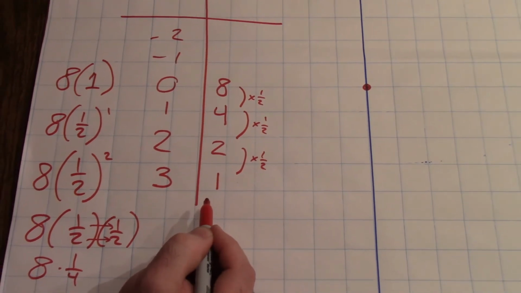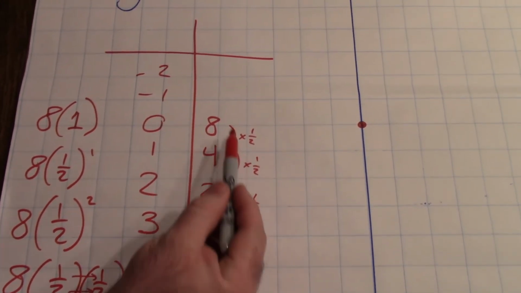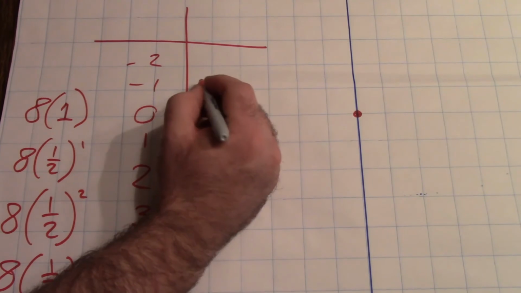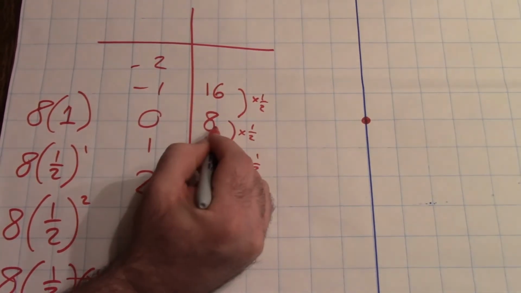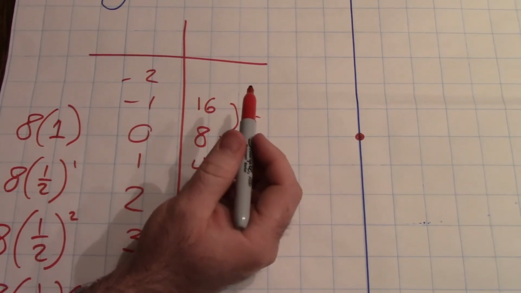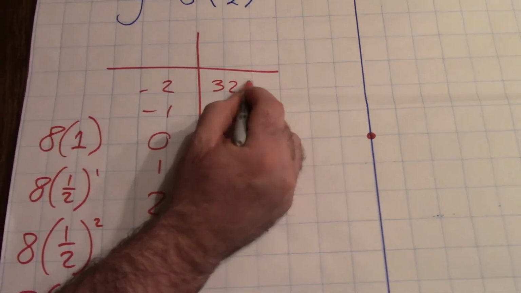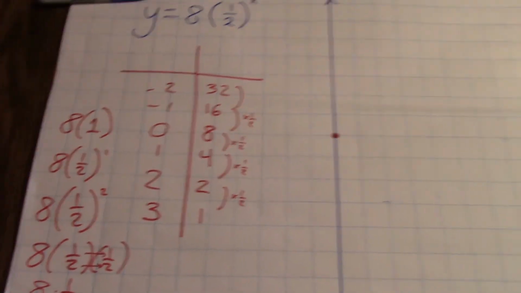Which means if I go backwards, what do you think happens there? They're going to go up. This is going to be 16. It's doubled, because it has to multiply by 1/2 to get 8. And this would be 32. Good job. All right, so we got there.